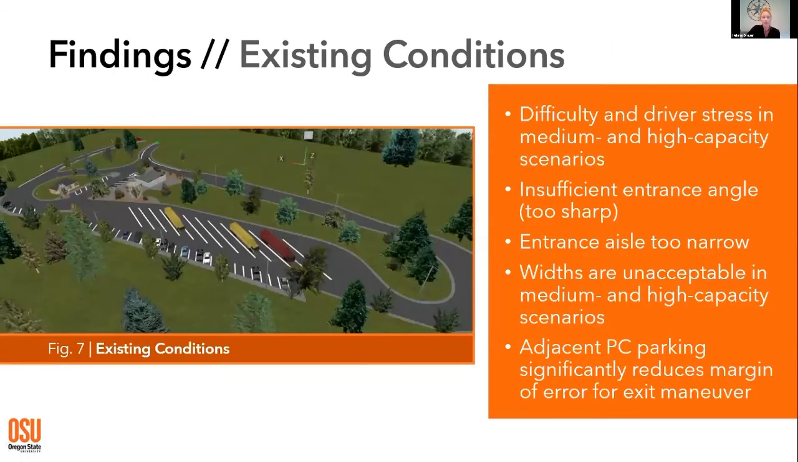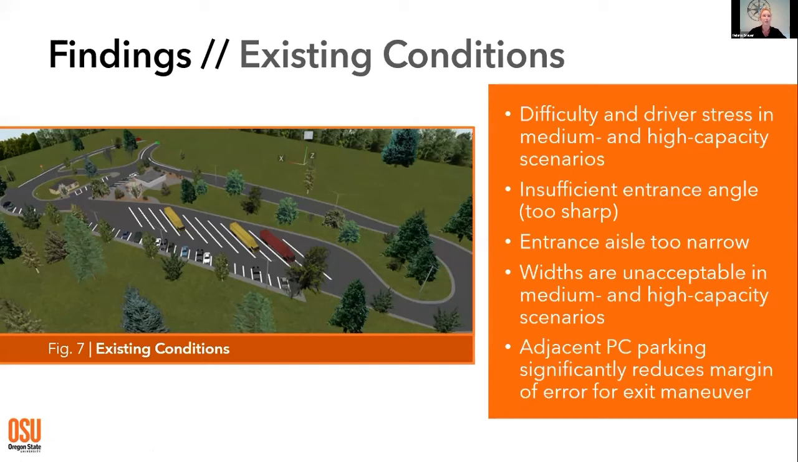So the findings. We had some findings about the existing conditions. So first was the difficulty and driver stress in the medium and high capacity scenarios. There was an immense amount of difficulty and driver stress. This was already known and kind of expected, but we were able to validate this through this study. The entrance angle was insufficient. It was too sharp for drivers. It was further exacerbated by the entrance aisle being too narrow.